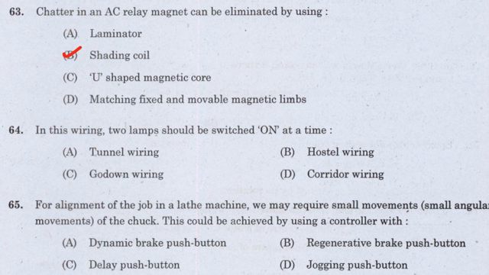In this wiring, 2 lamps should be switched on at a time. Tunnel wiring, hostel wiring, godown wiring, corridor wiring. The right answer is option C, godown wiring. For the alignment of the jobs in a lathe machine, we may require small angular movement of the chuck. This could be achieved by using controller with dynamic brake push button, regenerative brake push button, delay push button, jogging push button. The right answer is option D, jogging push button.